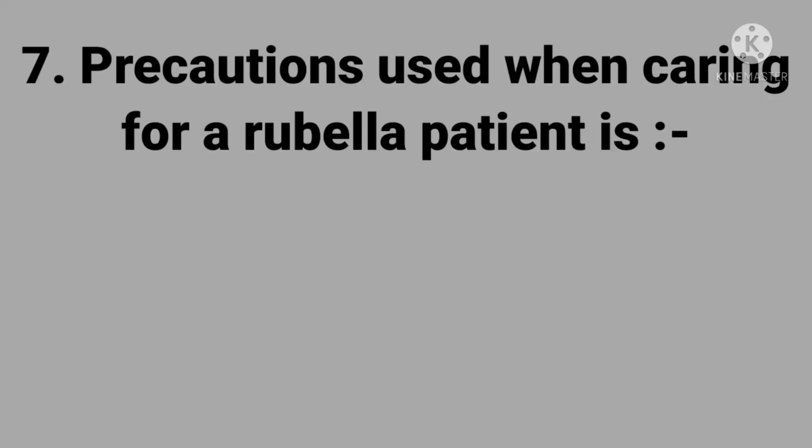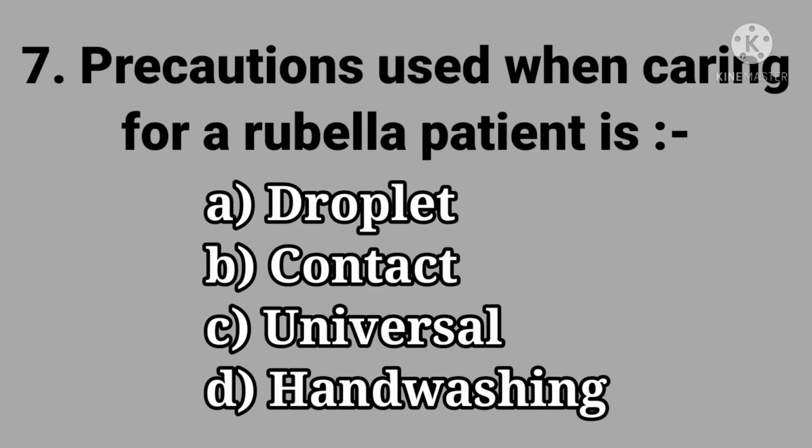The next question: precautions used when caring for a rubella patient is, the options are droplet precaution, contact precaution, universal precaution and hand washing. Precautions used when caring for a rubella patient is, and the answer is droplet precaution, because the rubella virus is transmitted through airborne droplets when infected people sneeze or cough.